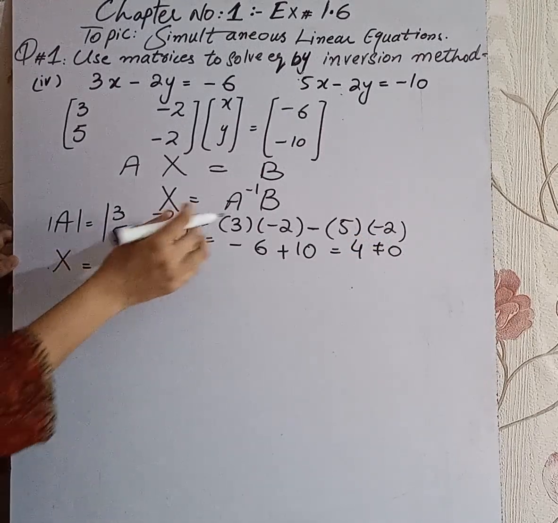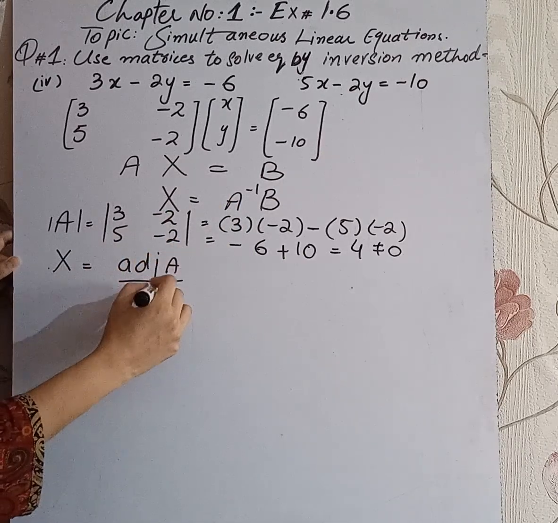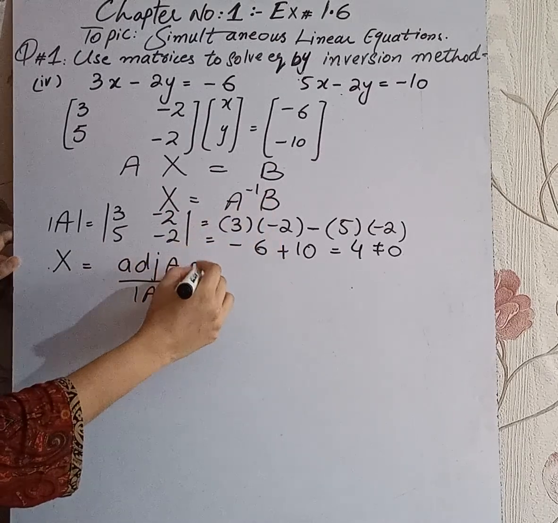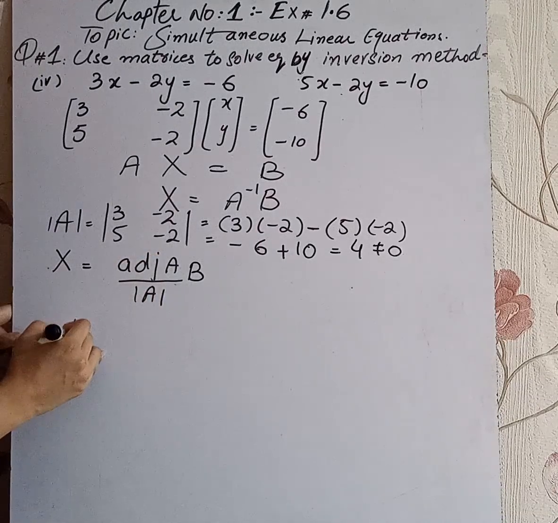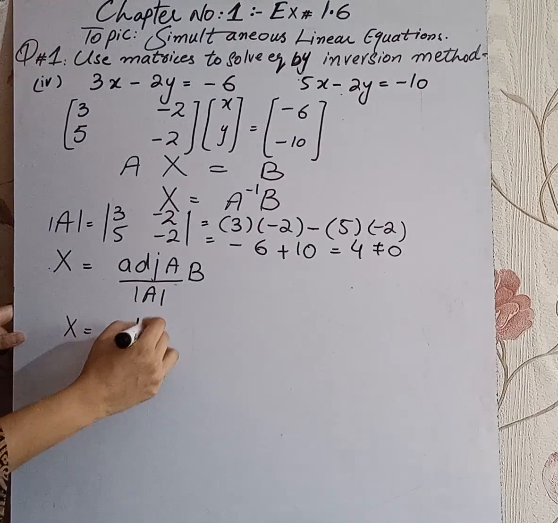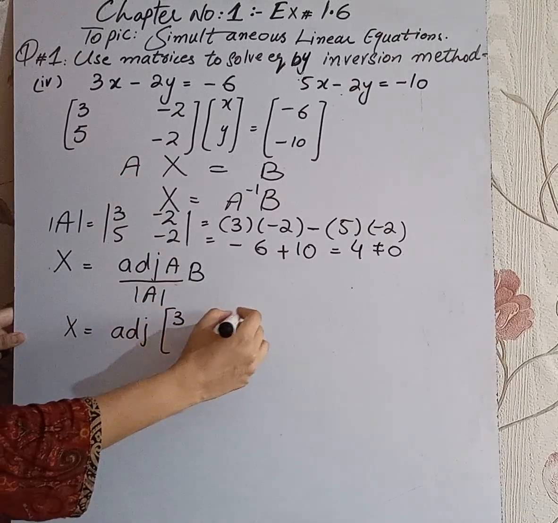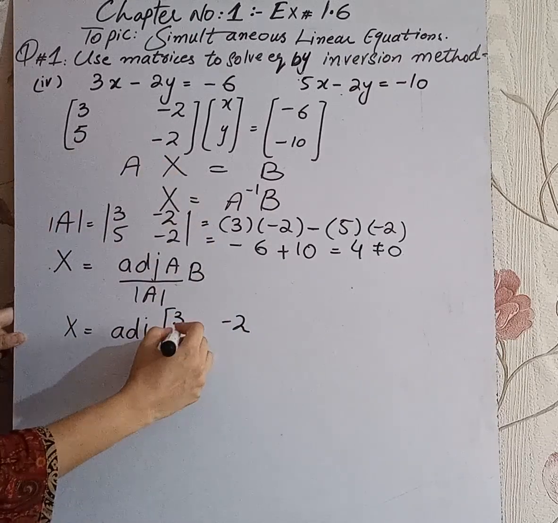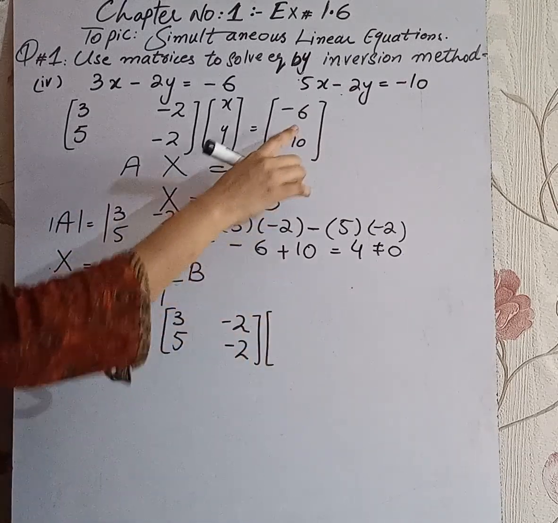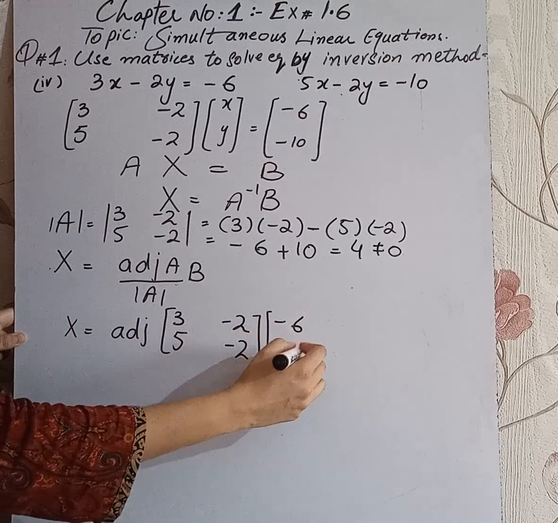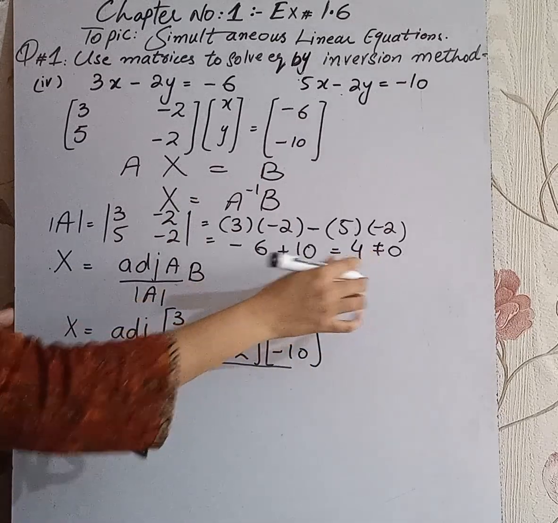X equals, the formula of A inverse is adjoint of A over determinant of A, into B. So first of all, I will take here the adjoint of A. Adjoint of matrix A, I will write over here. That is 3 minus 2, 5 minus 2. Matrix B is here, minus 6, minus 10. And the determinant we have found already here, that is 4.